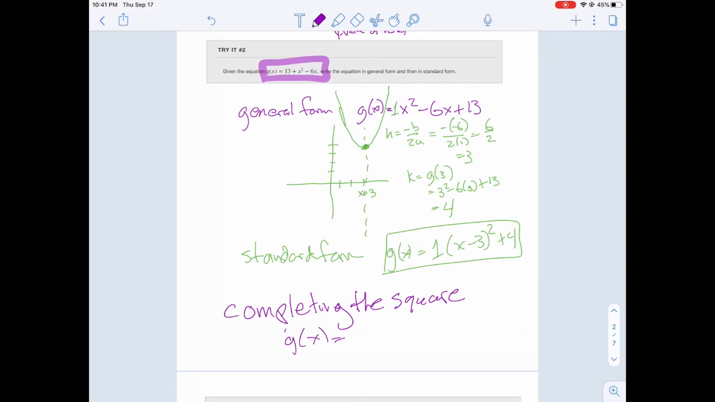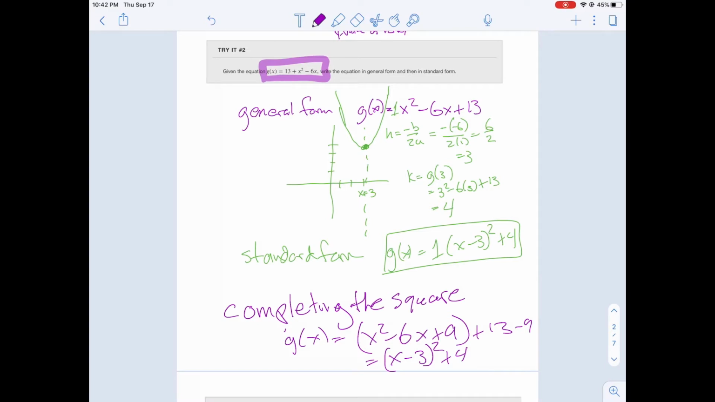So in this case, g of x would be: you do the x squared minus 6x, take half of 6 and square it, and you get 9. And we had the plus 13. Since we added that 9, we have to subtract the 9. You've set up x squared minus 6x plus 9 by plugging in that 9 so that it becomes x minus 3 squared. And then 13 minus 9 leaves you with a plus 4 at the end.